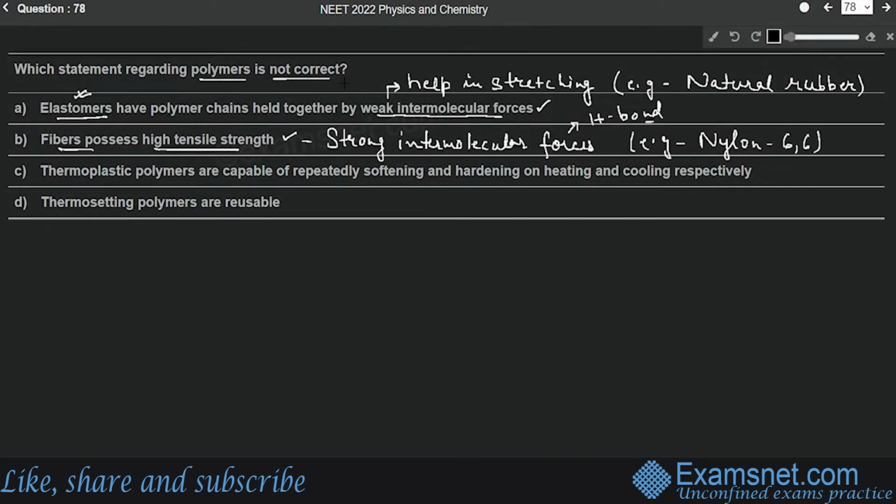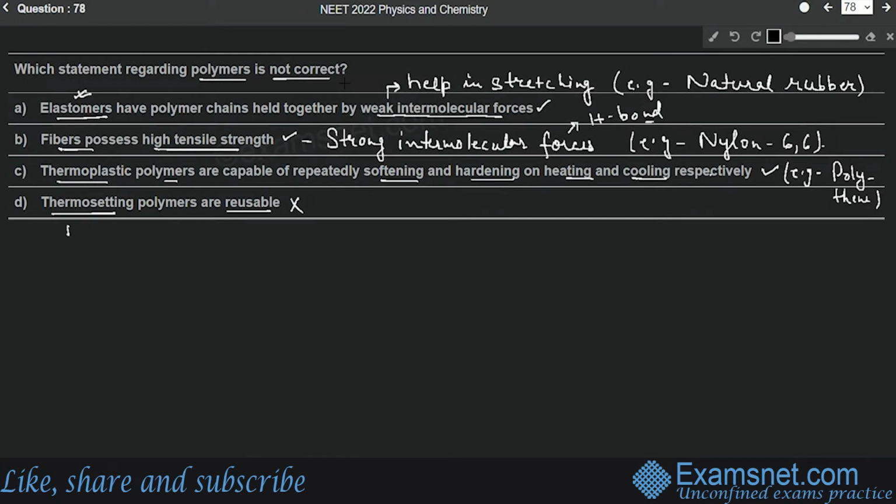Okay. Now we move to the third statement. It says thermoplastic polymers are capable of repeatedly softening and hardening on heating and cooling respectively. That means it undergoes softening on heating and hardening on cooling, right? So this is also a correct statement, and the example of thermoplastic polymers is the very commonly used polymer, that is polythene. Okay. Now, the last statement is thermosetting polymers are reusable. Now, this is an incorrect statement.